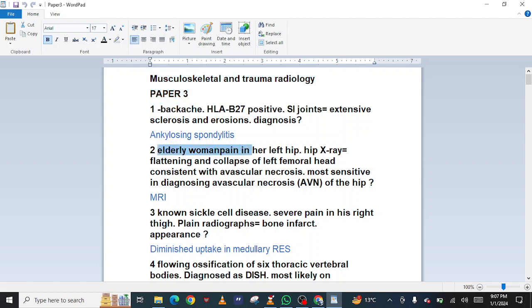2. Elderly woman. Pain in her left hip. X-ray: flattening and collapse of the left femoral head consistent with avascular necrosis. Most sensitive in diagnosing avascular necrosis, AVN, of the hip: MRI.